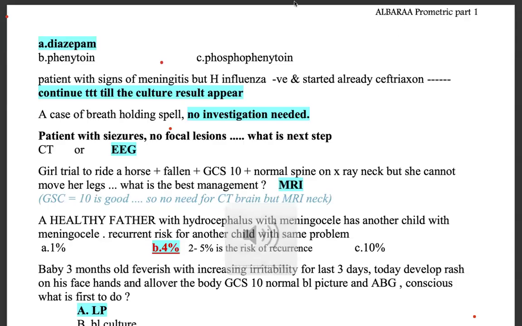The duration of the treatment is different in different organisms. That's why we will wait for the culture and then we will decide. And also if there is meningitis from Haemophilus influenzae B, you have to consider also DEXA, right? Dexamethasone. Yes.